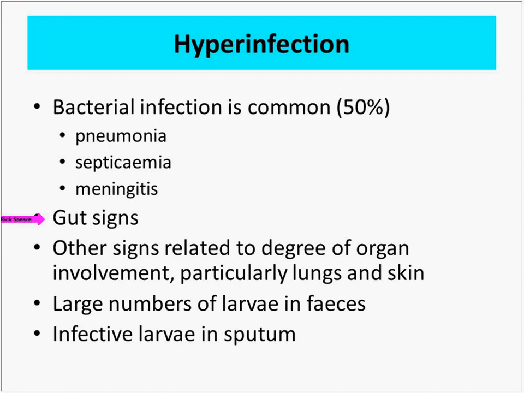They've got gut signs because they've got a lot of gut pathology going on, so they might be vomiting and they've got diarrhea. And then a proportion of them have signs of pulmonary involvement, either with pneumonia or bronchitis. And look at the sputum. It's not uncommon to find autoinfective larvae in the sputum. And also look at the feces. You usually find large numbers of larvae in the feces as well.